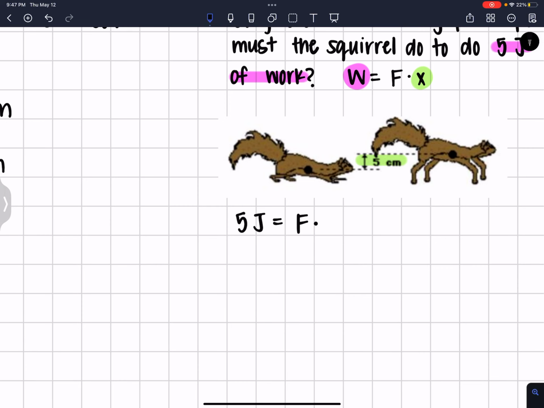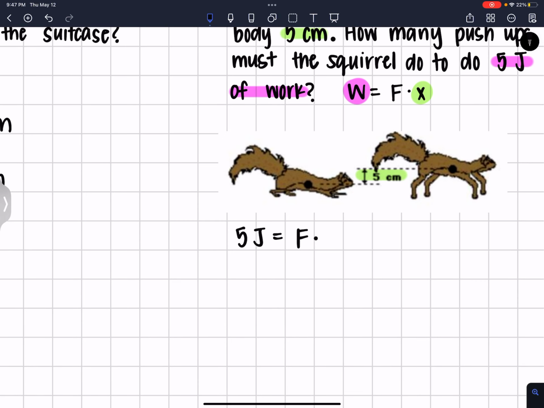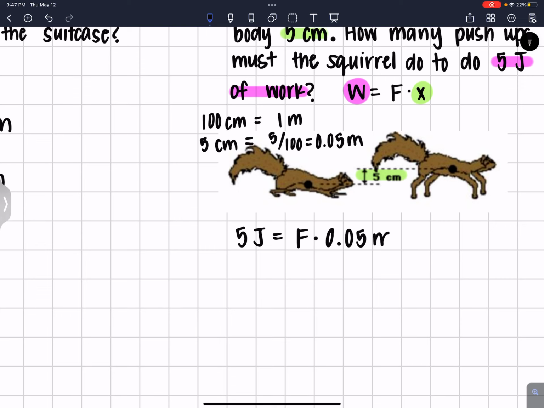Now, before I plug in my distance of 5 centimeters, I have to convert it into meters. So I know that 100 centimeters is the same thing as 1 meter. So that must mean that 5 centimeters must be less than a meter. If I wanted to figure out how many meters it is, I would just have to divide 5 by 100. And when I do that, I get 0.05 meters.